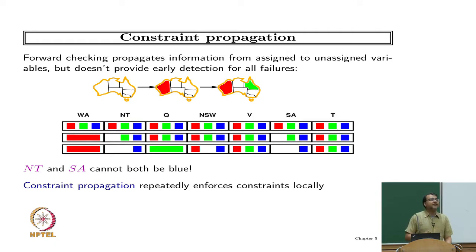Up until now in forward checking we were saying I assign something and then I propagate this information to all the unassigned variables and remove their values that are no longer possible. This was propagating the constraint from assigned to unassigned. But now we want to improve this algorithm, and we want to get to a place where constraints between two unassigned variables can be taken care of.